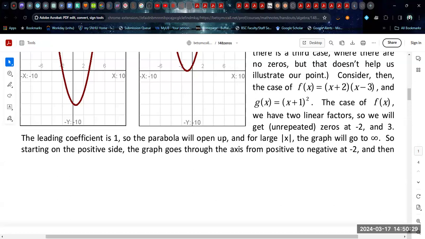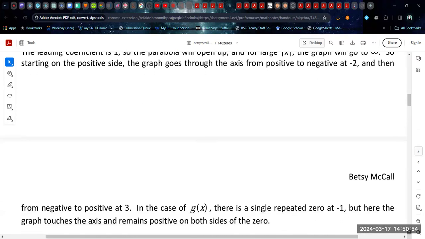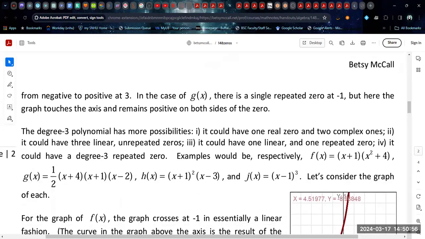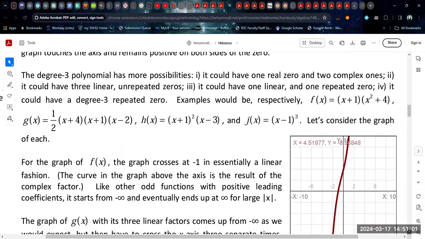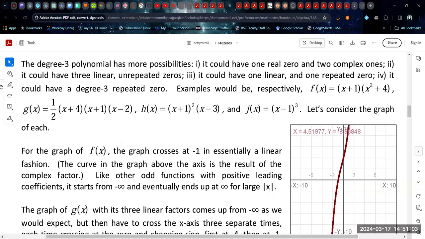If you have an odd-powered function with a positive leading term, it's going to start at negative infinity on the left and end up at positive infinity on the right. And if the leading coefficient is negative, then it's going to switch. It's going to start at positive infinity on the left, and end at negative infinity on the right. That's how we're going to have to orient our graphing as we go through our zeros. So let's look at some examples.